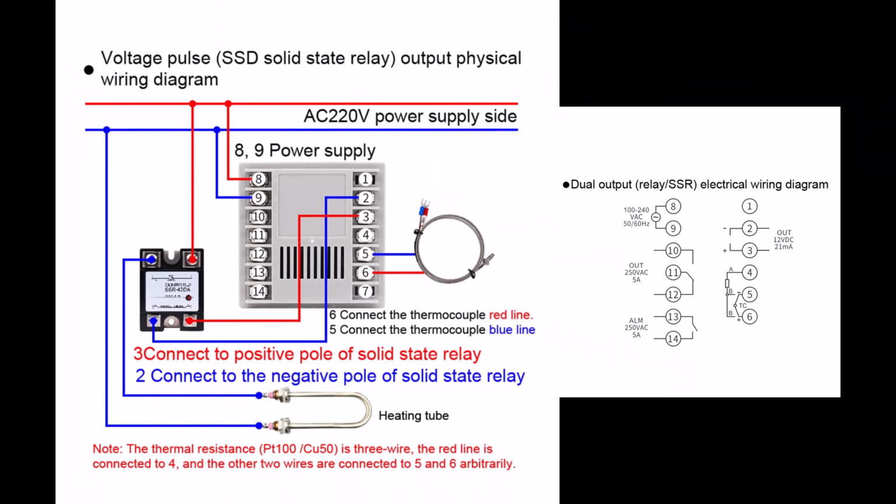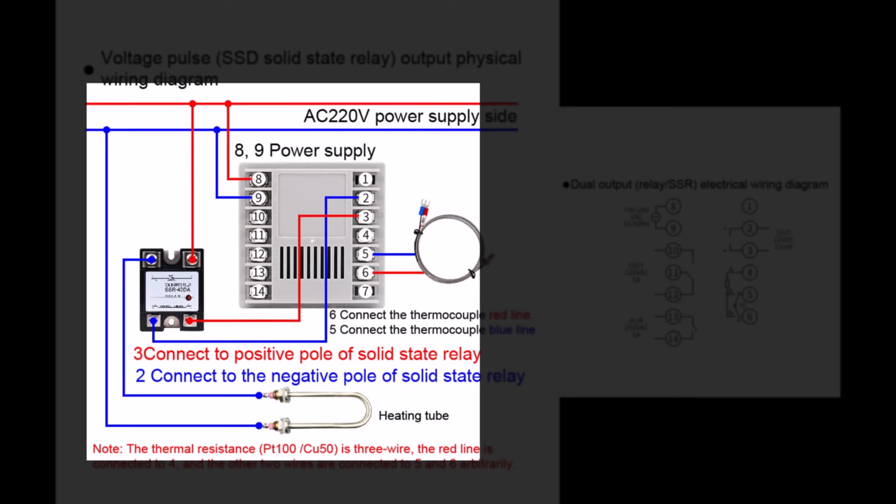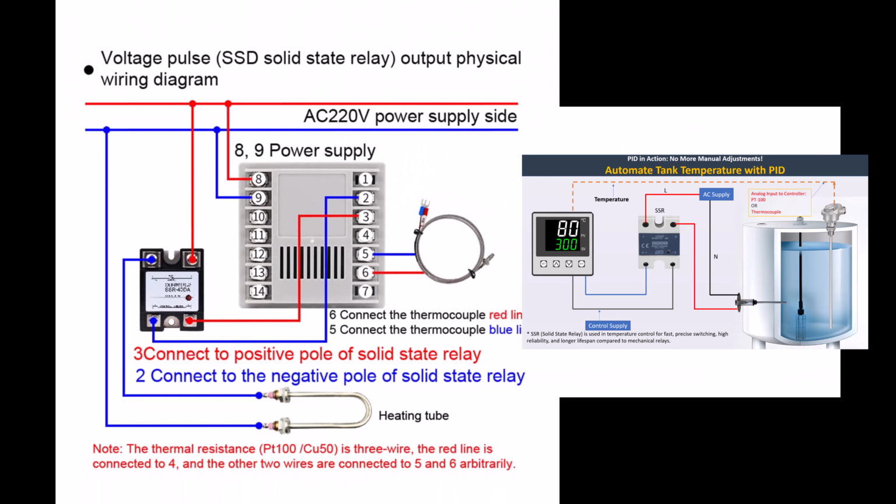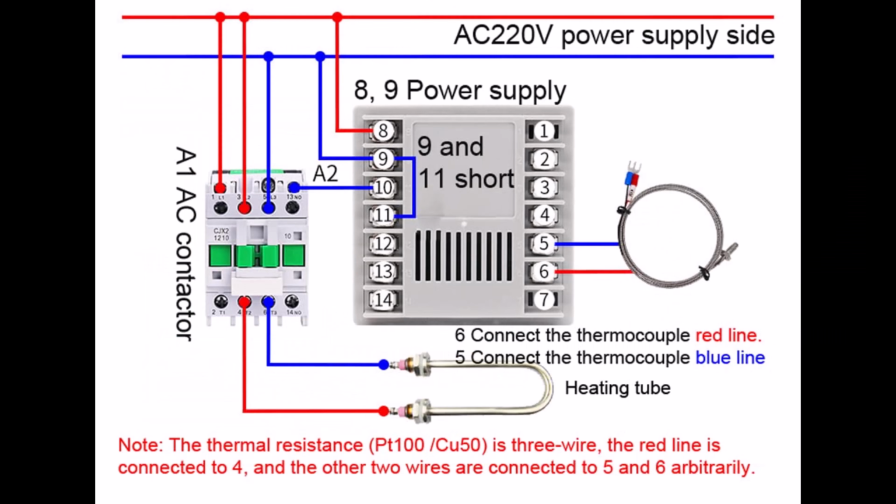Finally, wire the heating tube in series with the SSR output. Once set up, the PID controller will continuously monitor and adjust the temperature with precision, no manual intervention needed. In the same way, you can use a magnetic contactor to maintain tank temperature with a heater. And guess what? It's super easy to set up. I'm showing you this to build your confidence so you can see how simple it is to connect and start an automatic process.